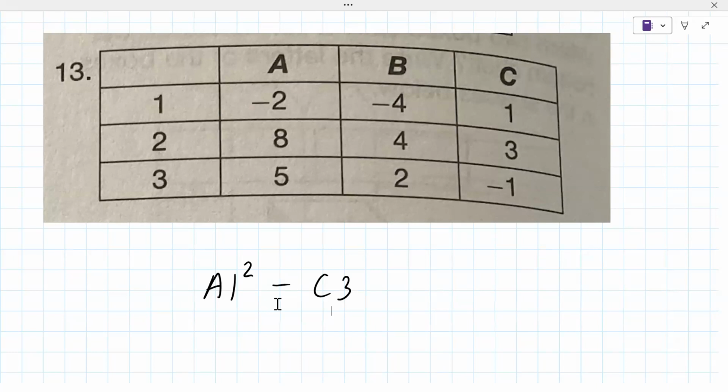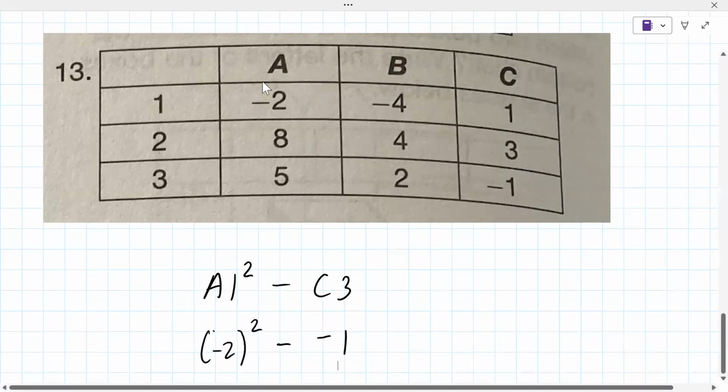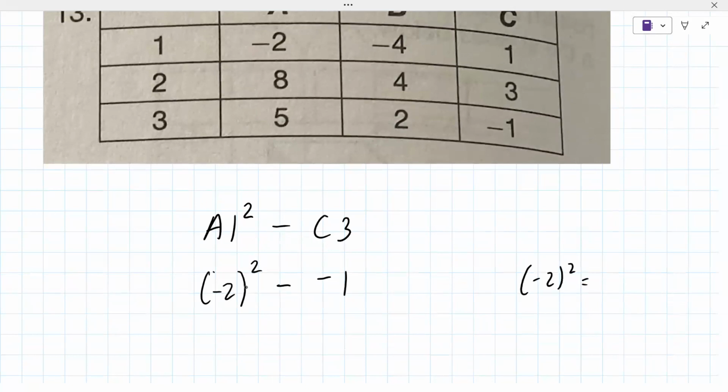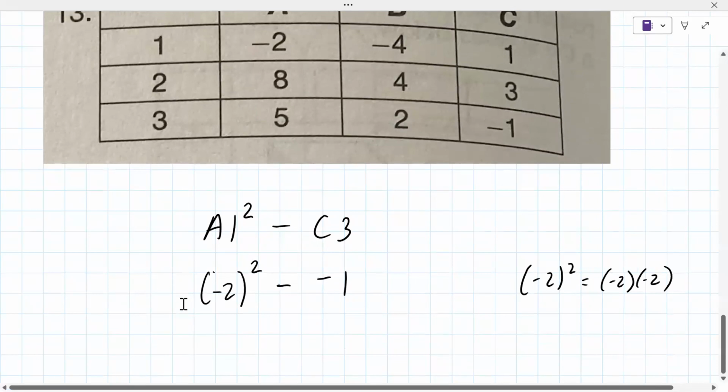-1. Is that your final answer, Sourish? -1? Oh, no. Okay, because I've got different values here. So why don't you take a look at what I've written? A1 is -2, right? Yeah. Okay, but you're squaring -2, and that means -2 times -2. That's not -4. Nope. Try again.